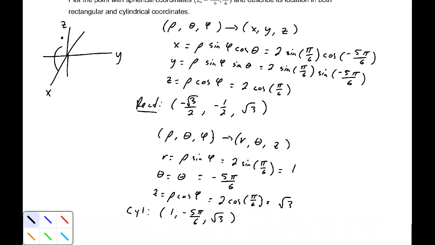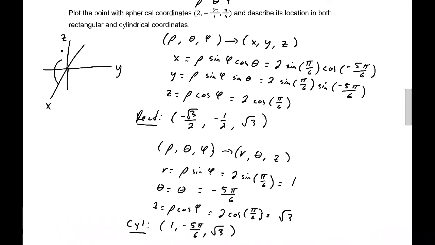Thinking about where that is located, we have a radius of 1. So we're 1 away from the origin. We go negative 5 pi over 6, rotating from the positive x-axis. So that's now over where x and y are negative. And then we go up a value of square root of 3, which again puts us in the same location as in rectangular or spherical coordinates.